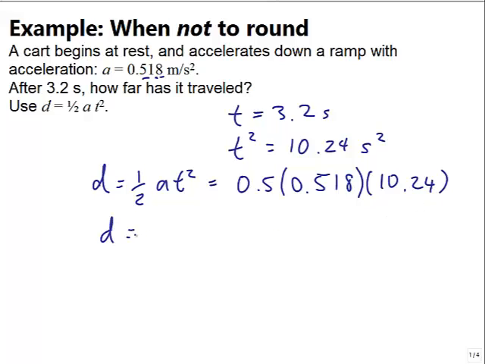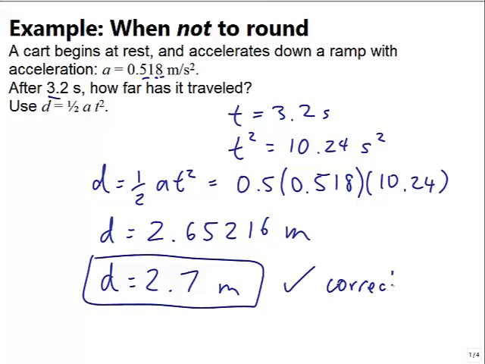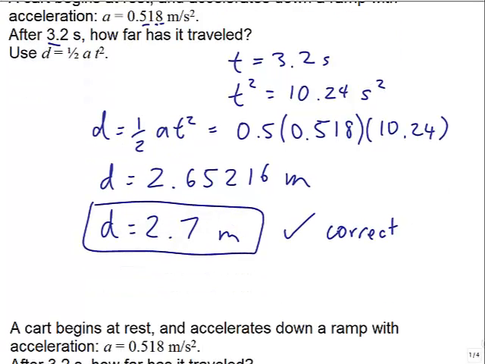And you get d is equal, plugging into my calculator, 2.65216 meters. And then we round that to two significant figures. So d is equal to, this is a 5, so it goes up, 2.7 meters. Okay, so that's correct. So let's do that again, but let's round early.